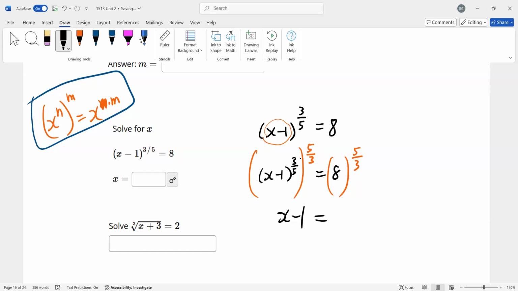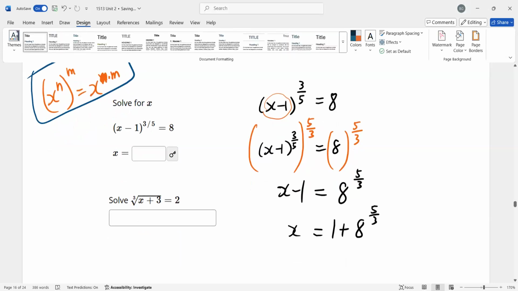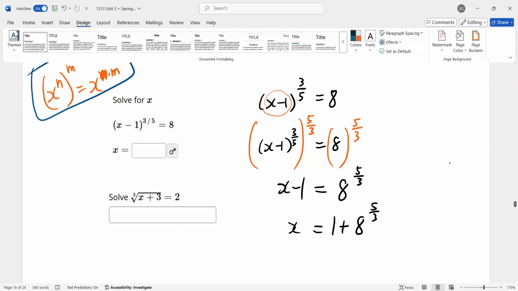On the right side, we have 8 to the power of 5 over 3. And then plus 1 to each side, we have x equals 1 plus 8 to the power of 5 over 3. Of course, we need to simplify. What is 8 to the power of 5 over 3, right? It takes a little bit of knowledge from the exponential formulas.